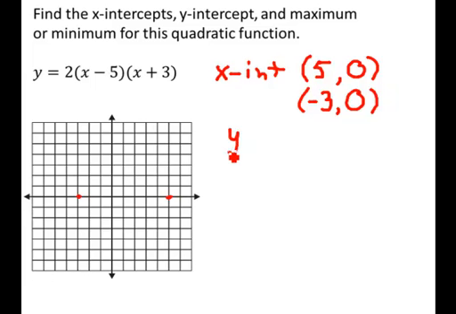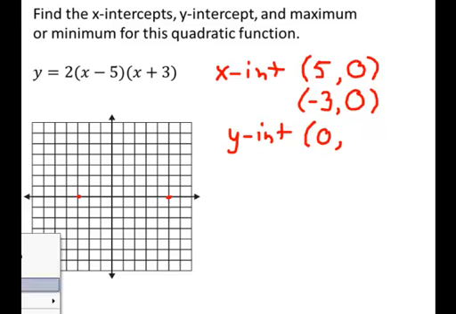Okay, well, what about y-intercepts? Y-intercepts are points that are on the y-axis, and points on the y-axis always have an x value of 0. Whoops, I'm going to have to do a little erasing here to get rid of this 0, because that is not the answer. The x value is 0.